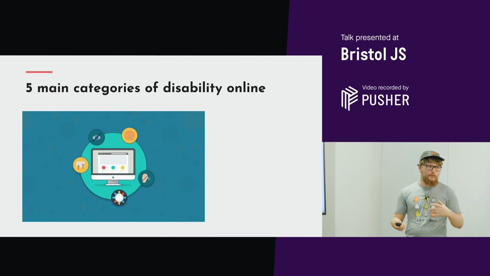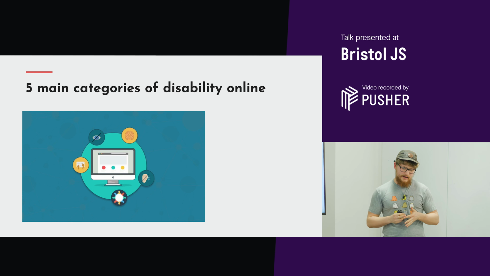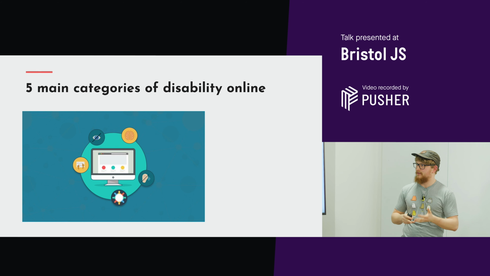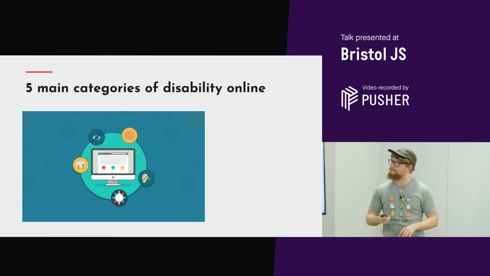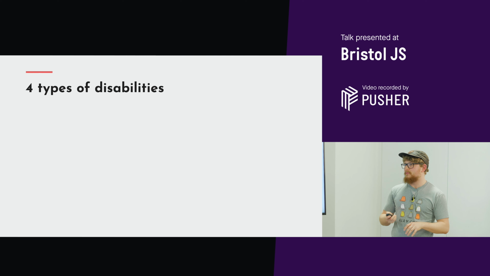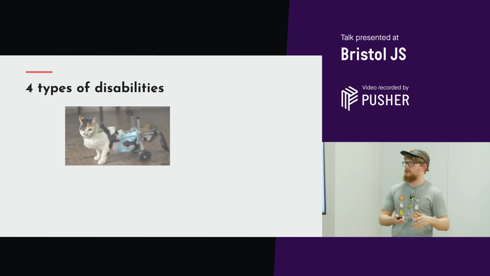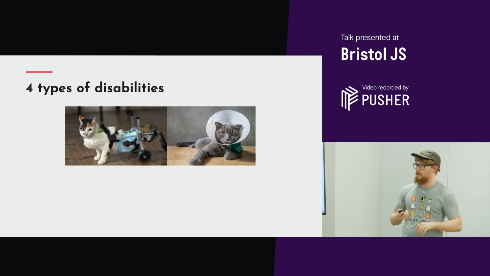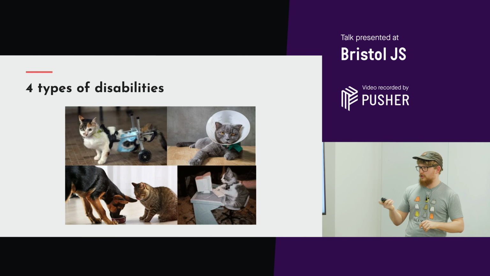So when we're talking about the web, W3C have got 5 main categories. They are seeing, hearing, speaking, moving, and thinking. And we'll have a look at each of those now. And when it comes to those disabilities, they're put into 4 different categories. So we've got permanent, temporary, situational, and socioeconomic.